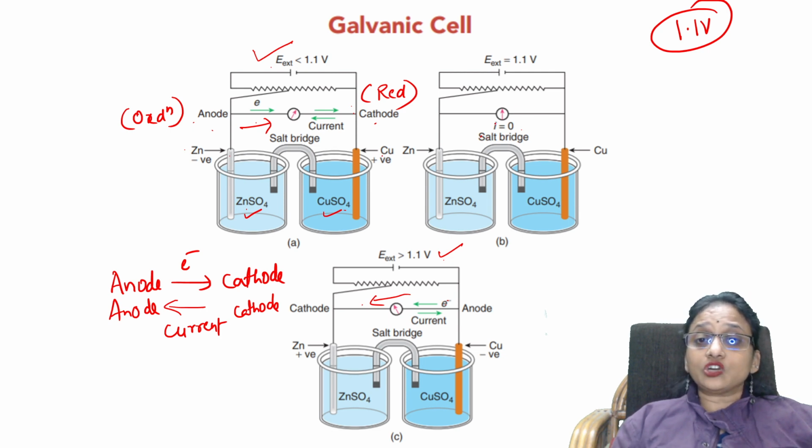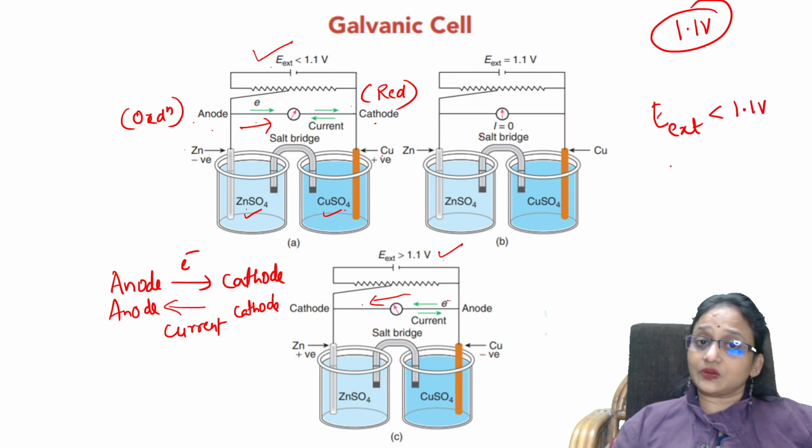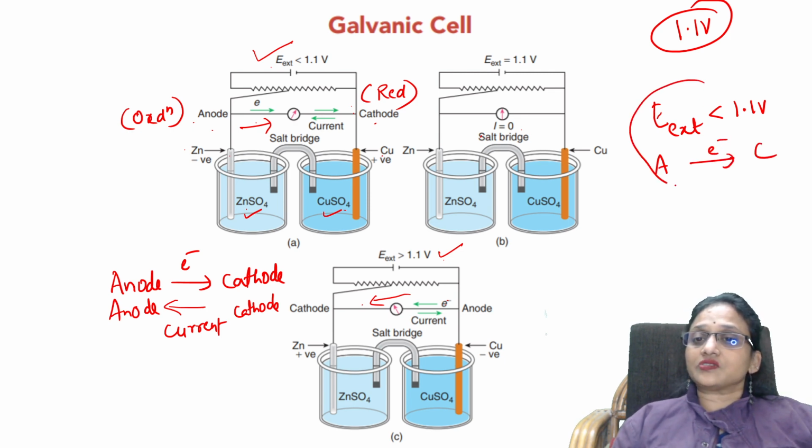See here, the voltmeter is showing 1.1 volt, then 0, 0. It has come to a stop. It means both the forward reaction and the backward reaction are complete. The whole circuit is complete. Once again, if E external is less than 1.1 volt, what will happen, students? The electrons will flow from anode to cathode. This is the first concept.